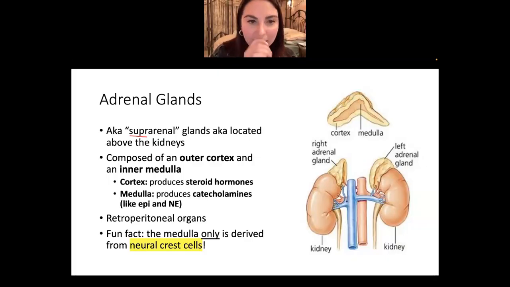For the adrenal glands, the cortex is producing steroid hormones, and then your medulla is producing catecholamines. So remember, we did briefly touch on catecholamines. Epinephrine and norepinephrine are examples of catecholamines, okay? Remember they're retroperitoneal. I didn't put my little retroperitoneal slide in here. I should have, but they are retroperitoneal organs.